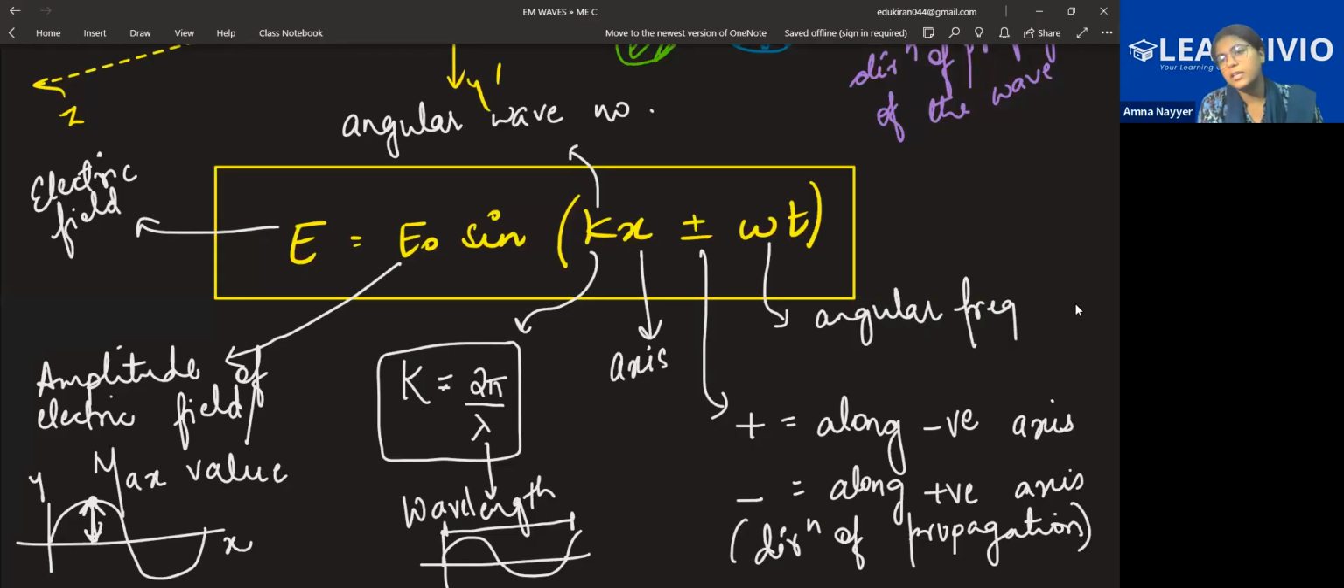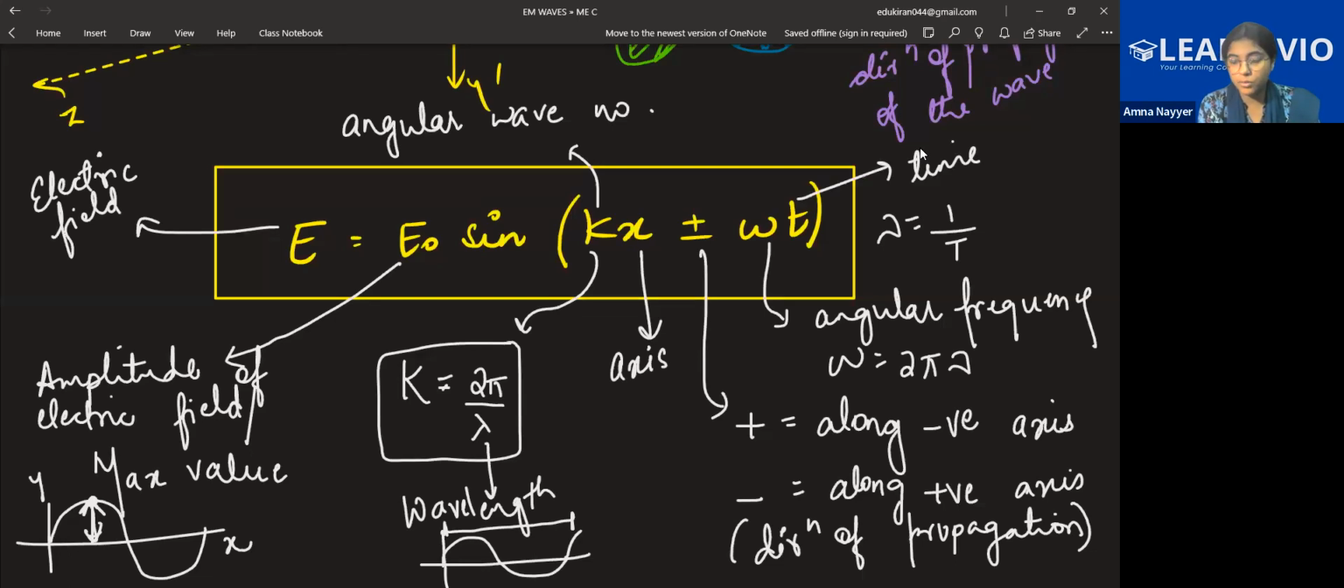This is the angular frequency, whose relation with linear frequency is very important, because in the questions you have linear frequency given as 50 hertz, 100 hertz, 200 hertz. Hertz is the SI unit for linear frequency. So omega is going to be 2 pi nu. If you have linear frequency, you can relate it with time period also, because small t is basically the time. So linear frequency is equal to 1 by t.